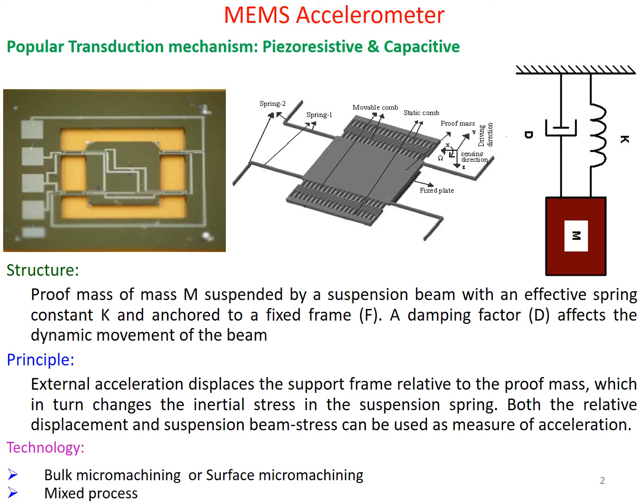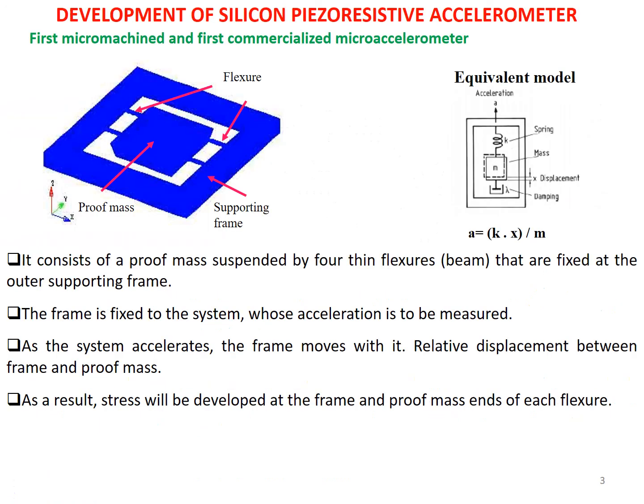Now I just want to point out that although we will be discussing mainly the piezoresistive and capacitive types, there are a lot of other types of accelerometer as well, like the resonant type, the tunneling current type, etc. But just to get some overview of the things, we are focusing on these two types, that is the piezoresistive and the capacitive. Is it okay?